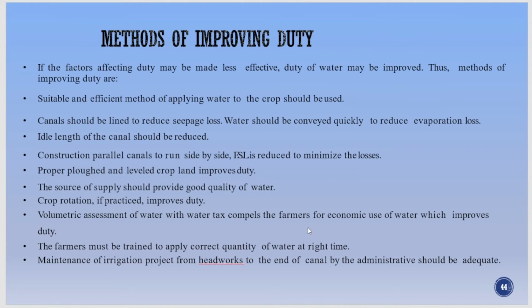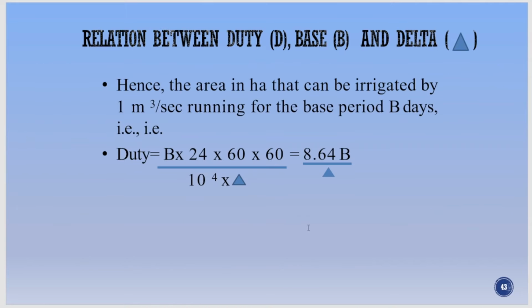Now once we have understood what duty is, and how to determine the duty, duty can be determined based on the delta. Delta is basically the depth of water that we apply for any given crop. So the delta or the requirement changes from one crop to another, and the base period of the crop also changes from one crop to another. So based on that we can calculate the duty for any given crop.